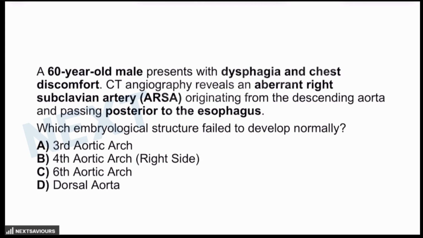Now, if I give you a sample question like a 60-year-old male presents with dysphagia and chest discomfort, CT angiography reveals aberrant right subclavian artery originating from the descending aorta and passing posterior to the esophagus, which embryological structure failed to develop normally? Now, all of you know the right fourth aortic arch normally forms the right proximal subclavian artery, and its regression will result in the formation of the aberrant right subclavian artery, which courses behind the esophagus, causing dysphagia lusoria. So, the answer for this question is the fourth aortic arch on the right side. This is the embryological structure which has failed to develop normally.